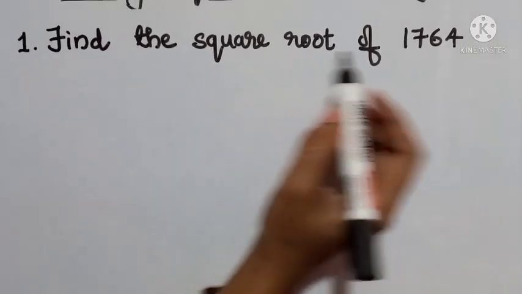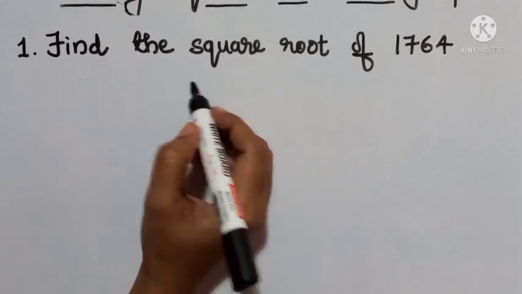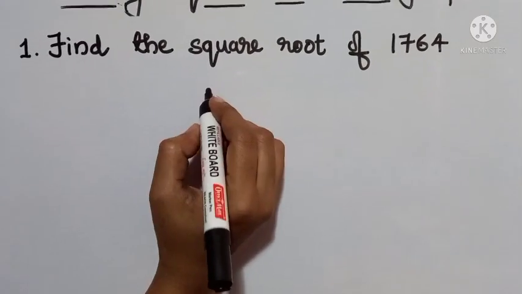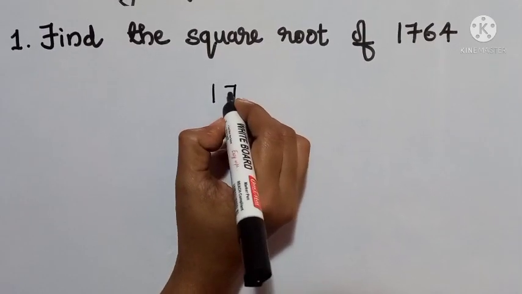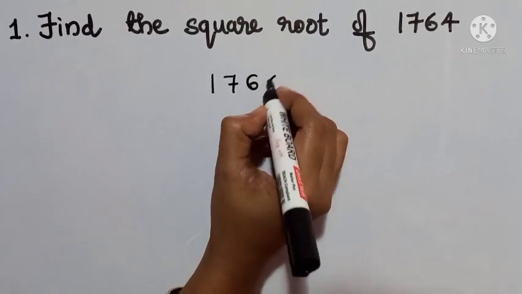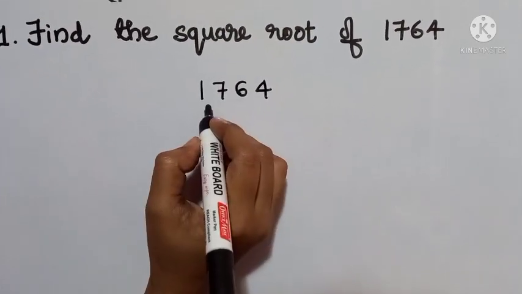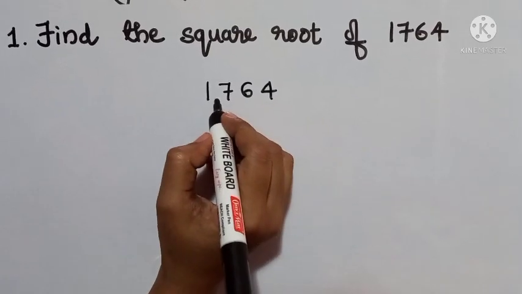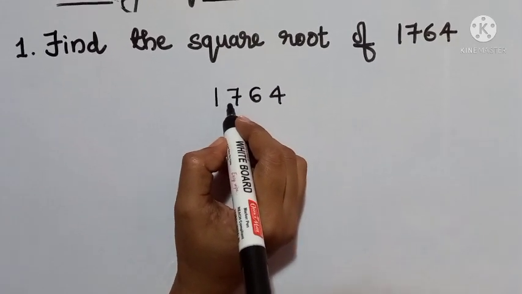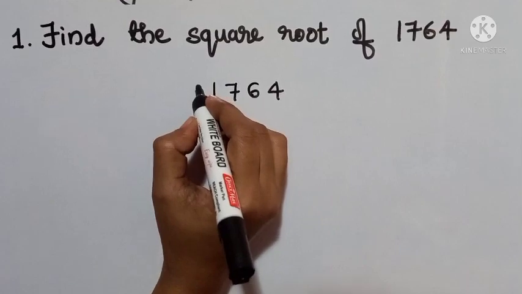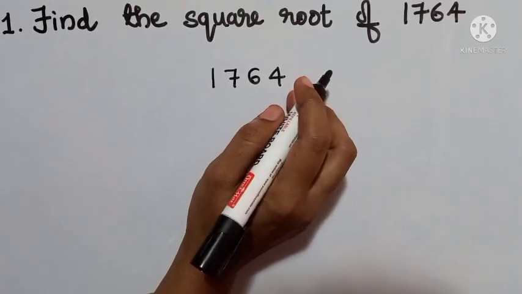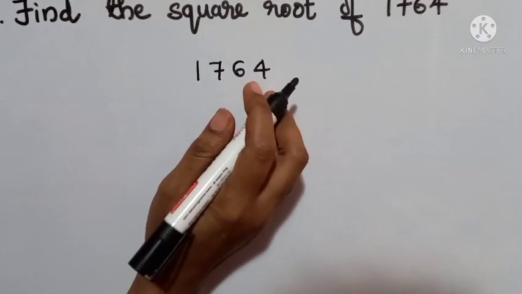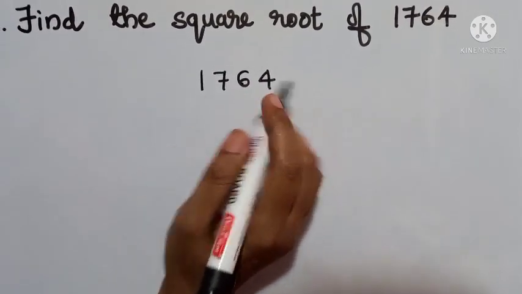For finding the square root of 1764 through prime factorization, first we can write 1764 here, and while we are writing this 1764, put a little distance in between the digits. I'll tell you an easy way for doing that division. Here this is an even number. We know all even numbers are divisible by 2.